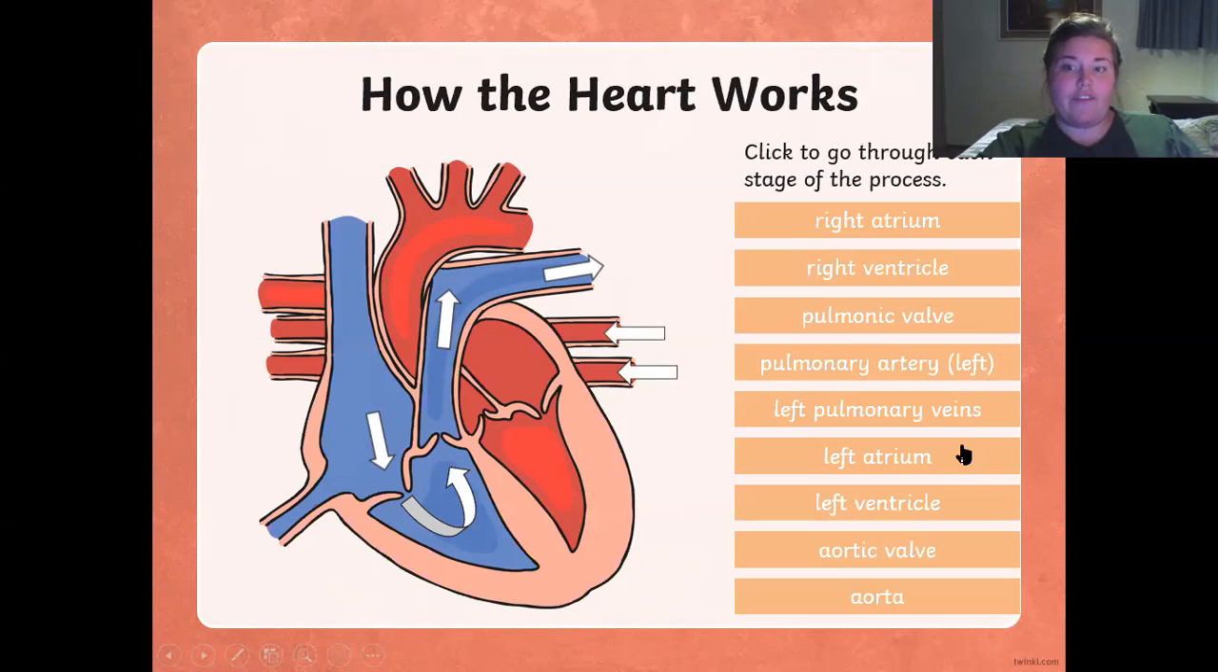and we have the left atrium, the left ventricle, and you can see it's almost the opposite of the right. We have the aortic valve. Oh, I didn't click that nicely. We have the aortic valve and the aorta. And so we have two sides of the heart, as you can see, a left and a right. And within the heart, they are pumping blood and it's going round in a circle because, well, I'm going to get into it more so now.